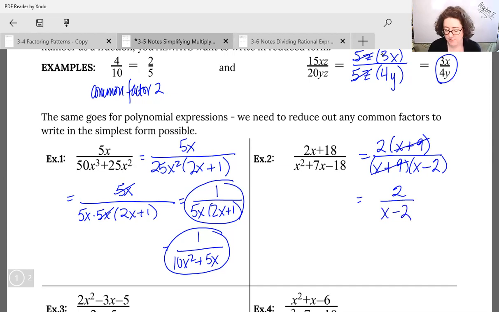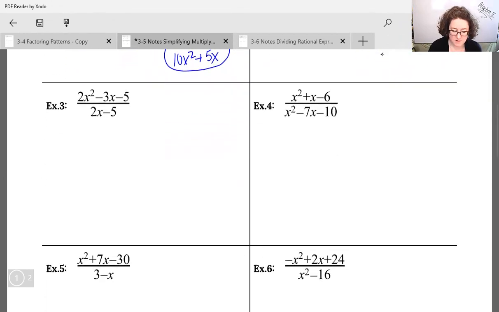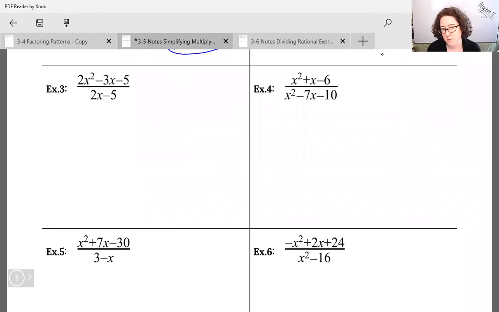All right, let's look at example 3. So again, a trinomial and a binomial. The binomial in the denominator cannot factor out, but it might give us a hint as to what factors we're looking for in the numerator. So 2x squared, well, I can break it down to 2x and x. 5 is a prime number, so I can only do 1 and 5.